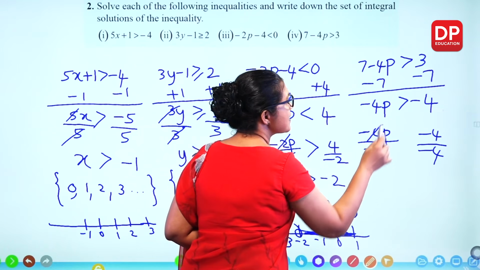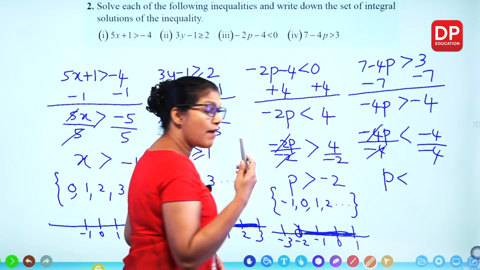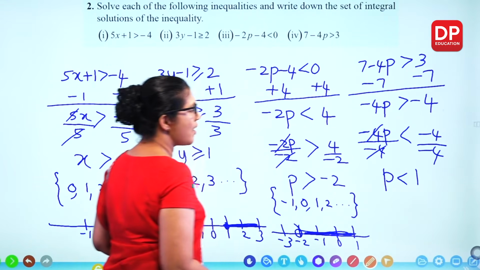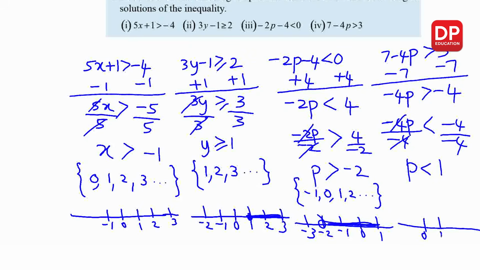So what happens here? The sign changes. So you get P is less than minus 4 divided by minus 4, that's 1. So P is less than 1. So when you look at the number line, 1 is not included and this is less than. So that means any value towards the left. So what is the set of integral values you can take? You can't write 1. You can write 0, minus 1, minus 2, any number on the less than side.